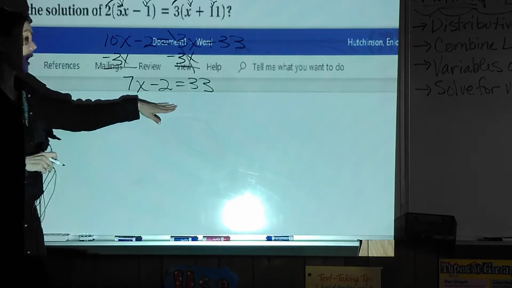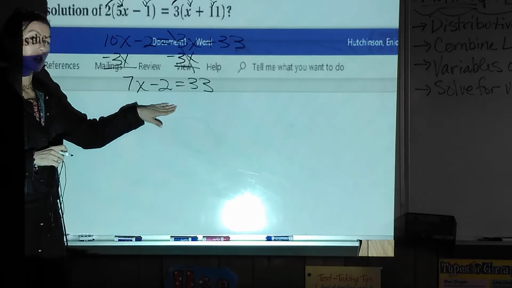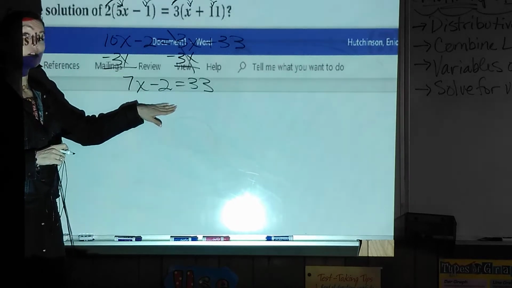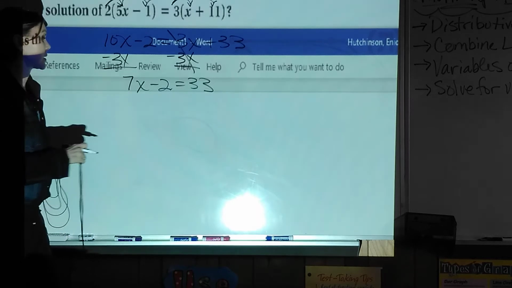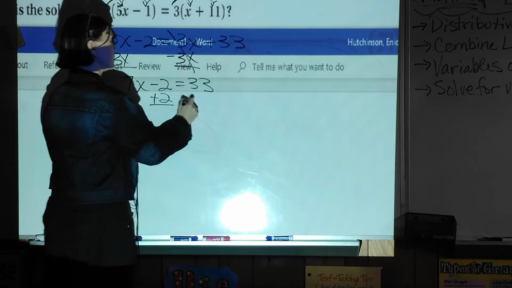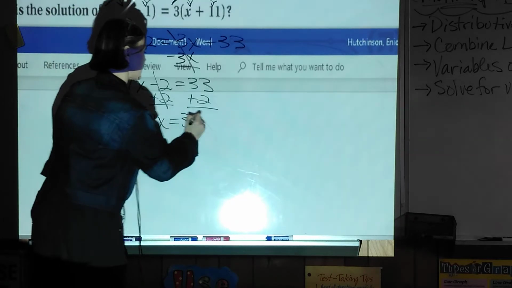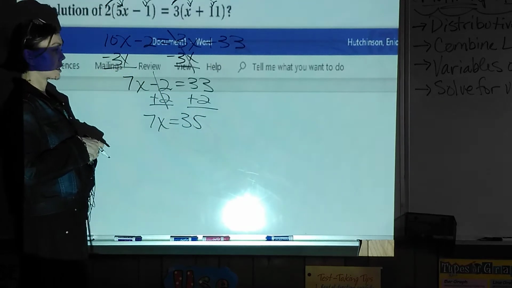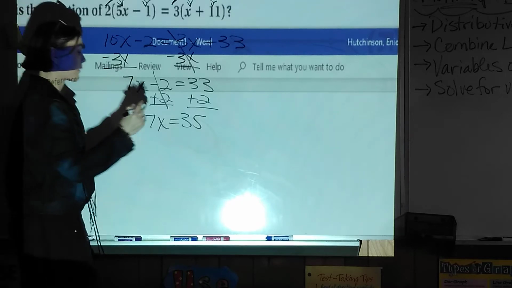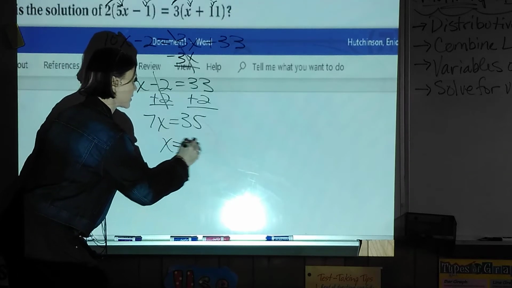Now we just have a regular two-step algebraic equation. So we're going to add 2 and divide by 7 on both sides. Add 2, bring down your 7x. 7x equals 35, since 33 plus 2 is 35. Divide by 7 on both sides, and x equals 5.